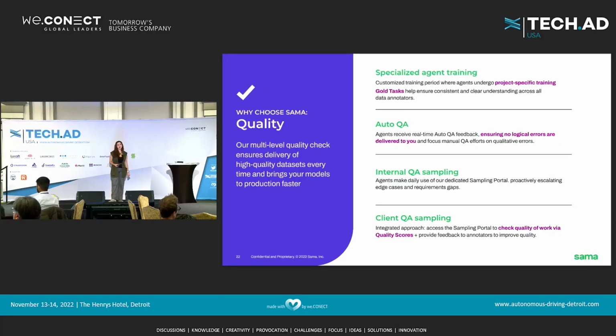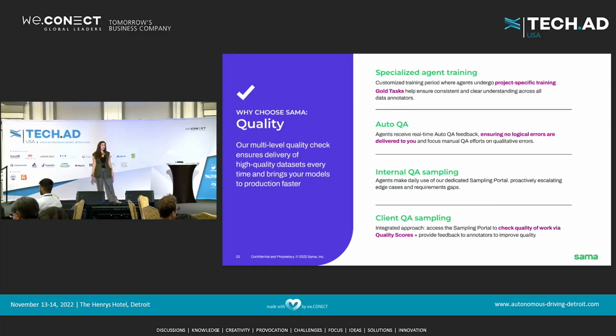The first one is about quality and a little bit about why Sama is really good at delivering quality. We've been working for quite some time in defining all this process and ensuring that you have the right data for your models. We have a specialized agent training, and on the next slide, you're going to understand why we're so good at that. But the other thing is that we have strong tools to ensure that we have good quality as well.